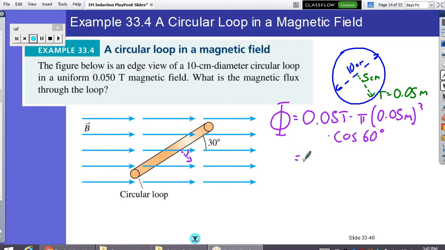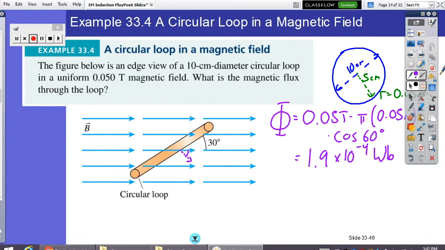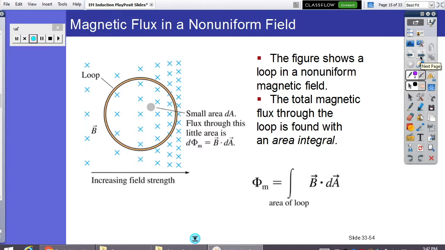If I go ahead and calculate all that, 0.05 times 0.05 squared times pi times 1/2, I'm going to get 1.9 or so times 10 to the -4th watt. No, not watt, Weber. Very good. Okay, so we will do an example of this in class, but just in case we get a non-constant magnetic field, sometimes we will have to do an integral. So we will deal with one of those in class.